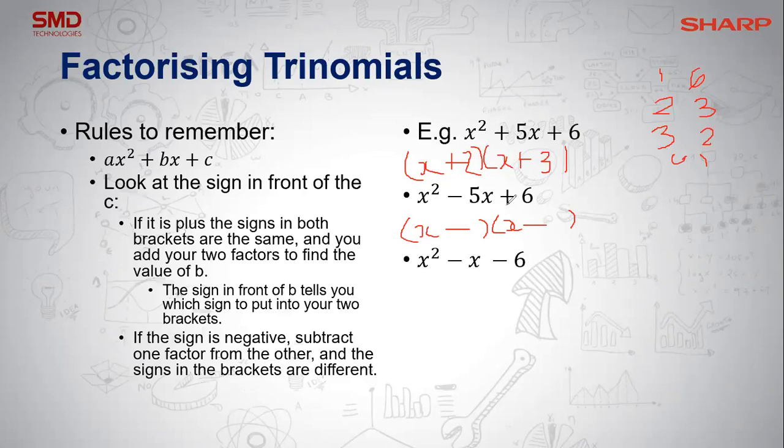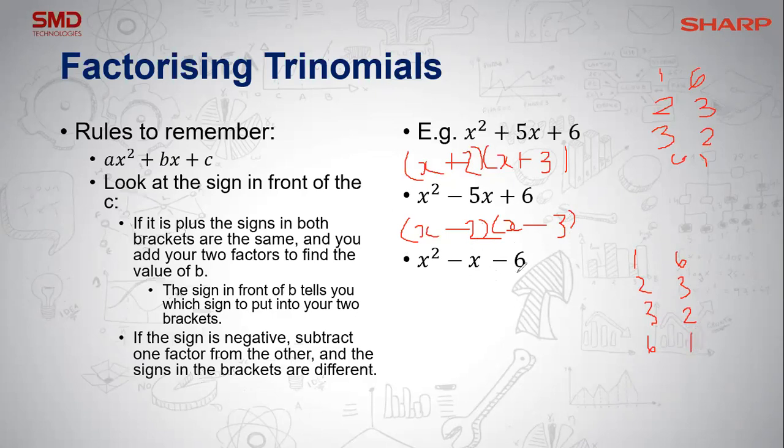Again, here my sign at the back is a plus, so I need to add my 2 terms together to find my middle term, which is 5. So 1 plus 6 doesn't give me 5. 2 plus 3 does give me 5. So I'm just going to fill it in there, 2 and 3 again. Now I'm going to rewrite the factor pairs here. 1 and 6, 2 and 3, 3 and 2, and 6 and 1.